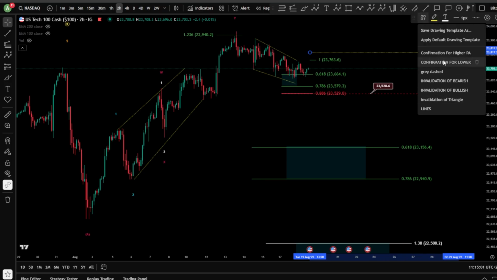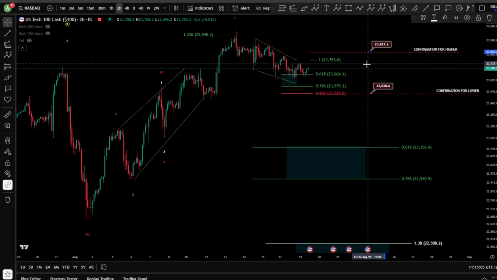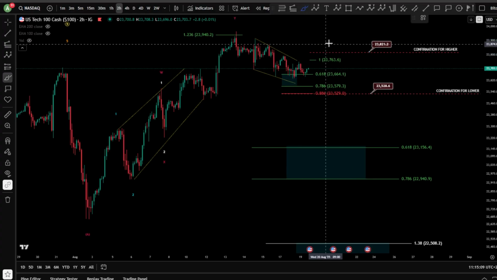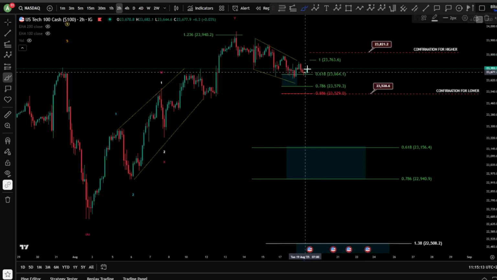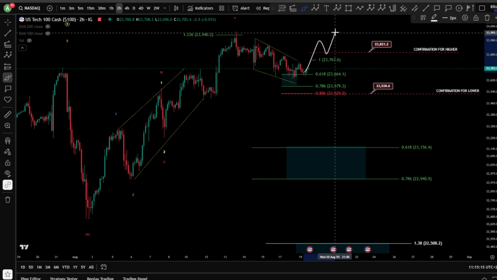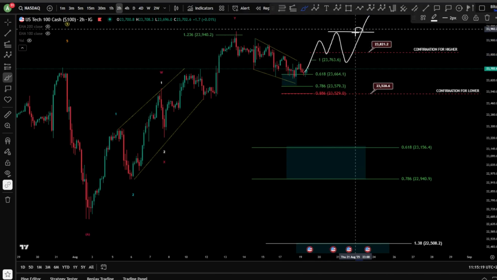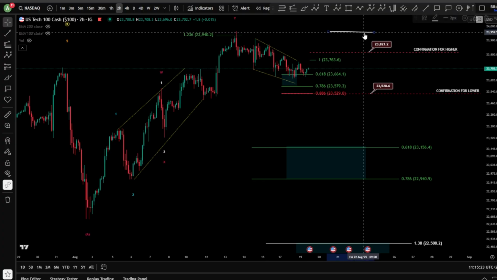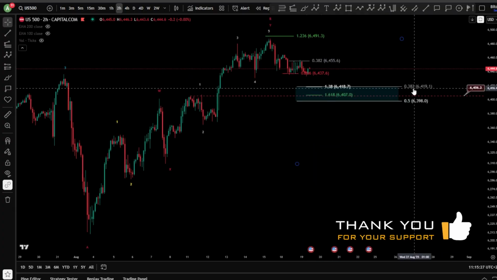Somehow this is going to be confirmation for higher, let's say around 23k 821, meaning you want to be closer to the 1.27, 1.618, and therefore of course considering this as a 3, 4 and a 5, probably 1, 2, and then moving toward the upside massively for a wave 3. So these are the possibilities for Nasdaq, and for the US 500.